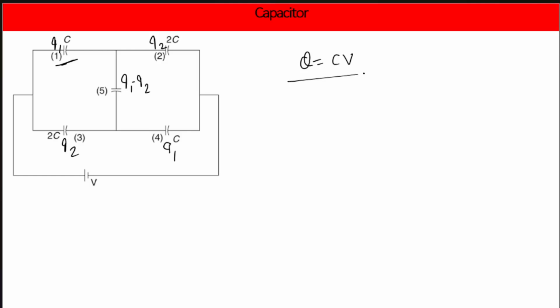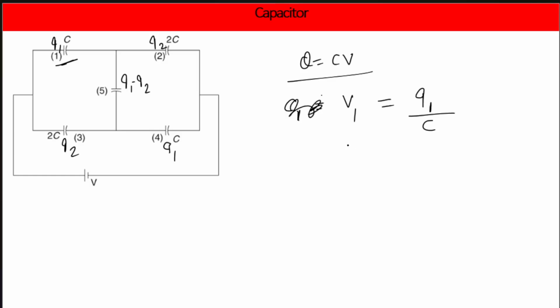Q equal to CV formula you know, right? So the potential difference across C1, that is across capacitor 1, will be equal to how much? Let's talk about V1. Let us write it V1. So V1 will be equal to how much? Charge on capacitor 1, Q1, by C, right? So C is how much? C is C. So it is this.